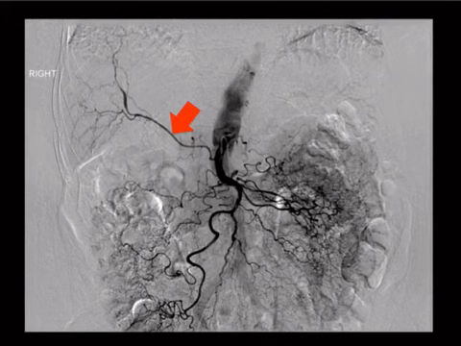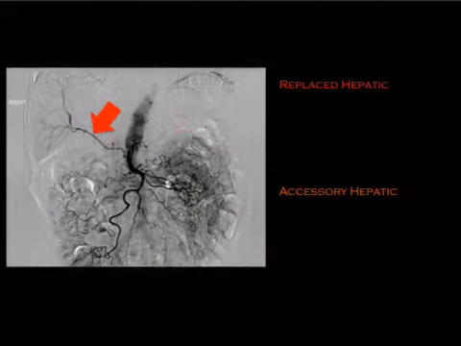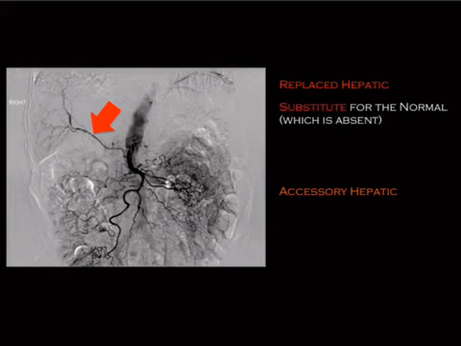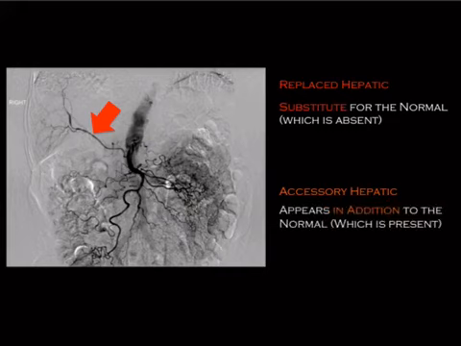Now, there are two different terms that you will hear thrown around. One is replaced hepatic, and the other is accessory hepatic. So what's the difference between those two? Is there a difference? Yes, and they would make excellent distractors for each other. So a replaced hepatic is a substitute for the normal, which is absent. In other words, the hepatic does not come off the celiac, it comes off the SMA. An accessory hepatic is like a duplicated hepatic. It appears in addition to the normal, which is also present.